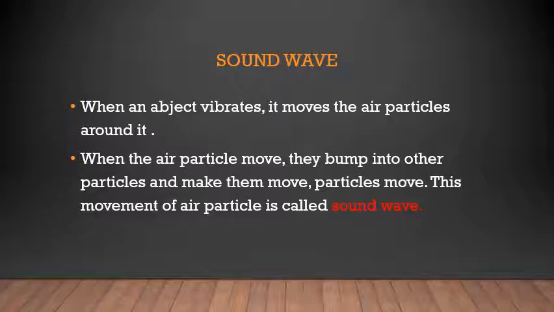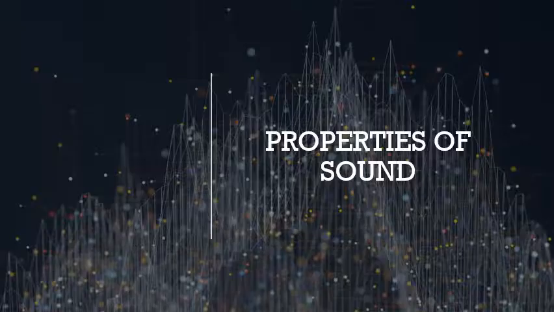This movement of air particles is called the sound wave. It's called a wave because it goes like a wave, like the ocean wave, right? That way it goes up and down. So that is why it is called a wave. When an object vibrates, it moves the air particles around it. When the air particles move, they bump into other particles and make them move. This movement of the air particles is called a sound wave.